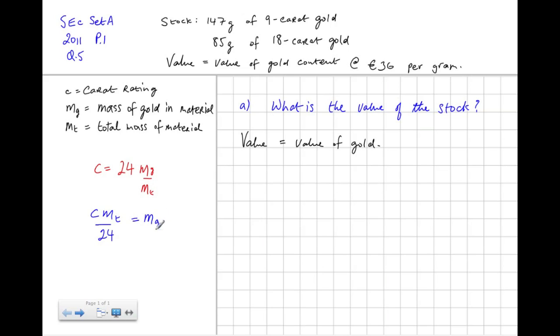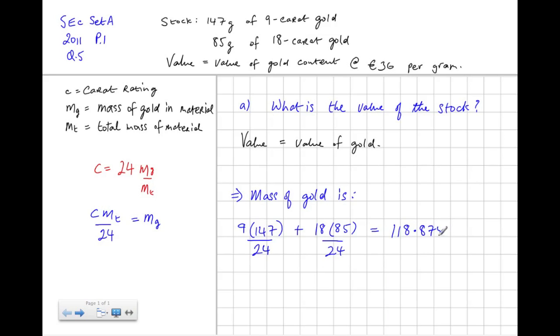So if we take the formula that we're given in red and we change the subject of it to figure out what the mass of gold is, then we could work out the mass of gold in each of the types of gold that we have, the actual amount of gold. So if we look at the 9 carat gold, according to the formula, it's 9 by the total mass divided by 24, and the 18 carat gold is 18 by 85 divided by 24. And this gives us the amount of gold in the rings.